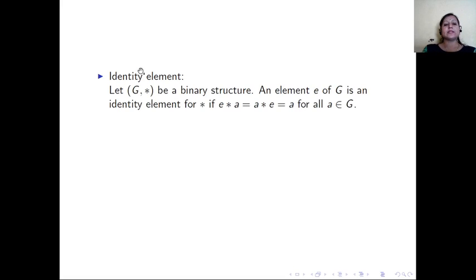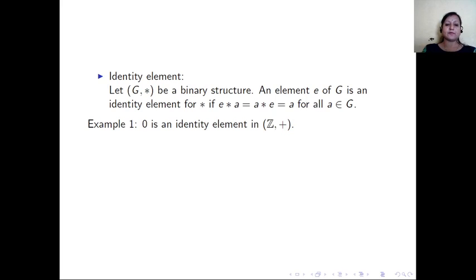Let G star be a binary structure. An element E of G is an identity element for star if E star A is equal to A star E is equal to A for all A belongs to G. That means E is an element which, when operated with any element, the result is going to be that element. Then that E is called as identity element for star.